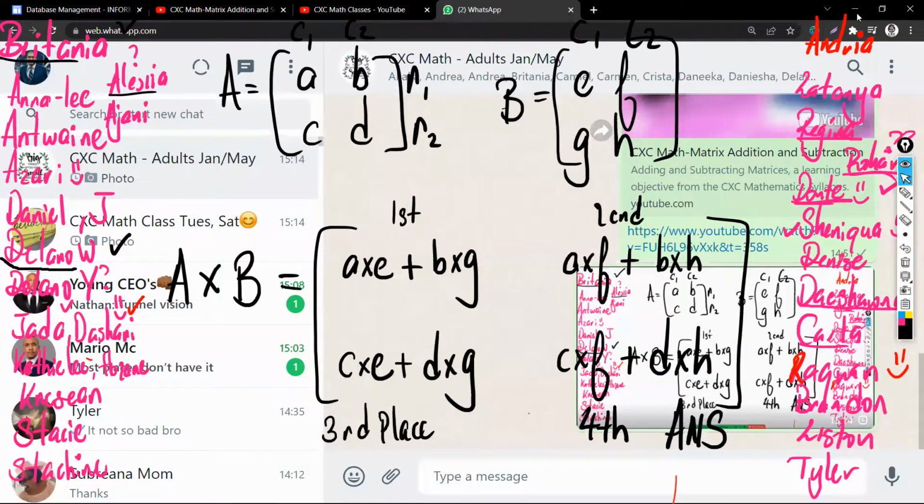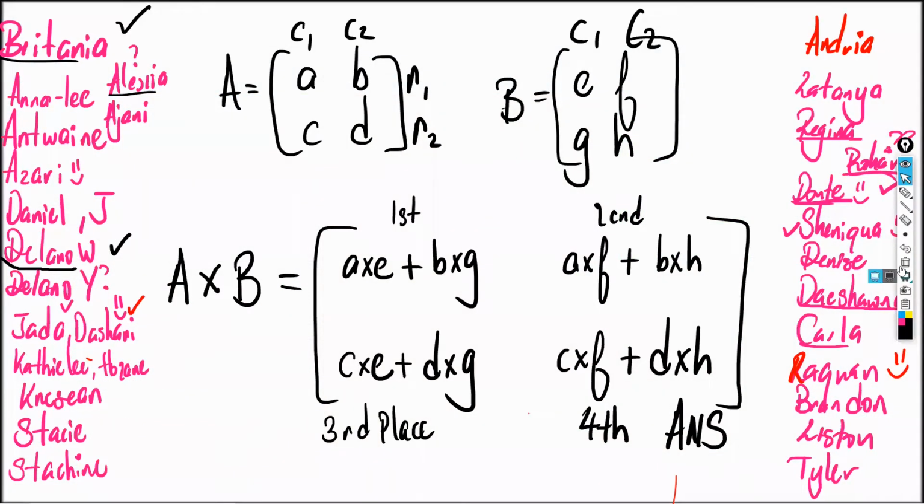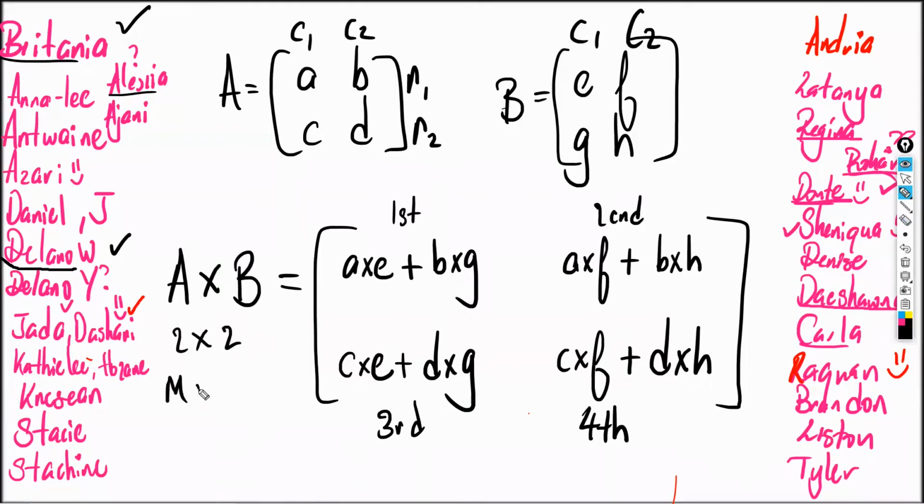All right. So this is how you do it, guys. This formula here is definitely exactly how you multiply matrices. There's no other way, and this is the only way to multiply a 2 by 2 matrix. Is everybody following?